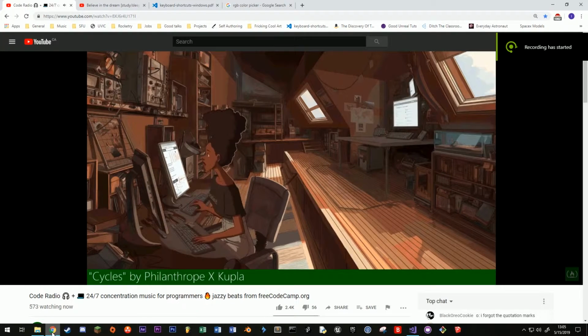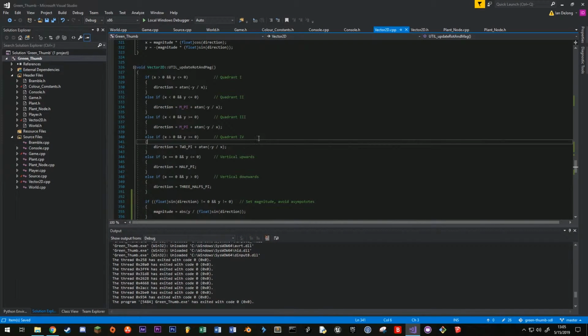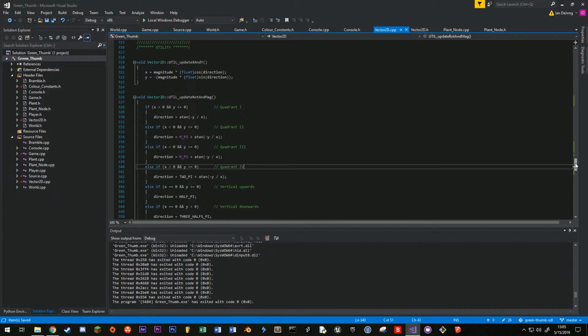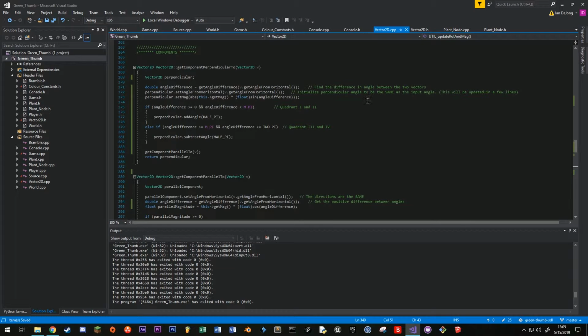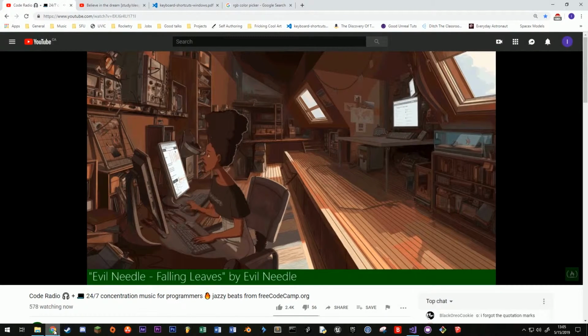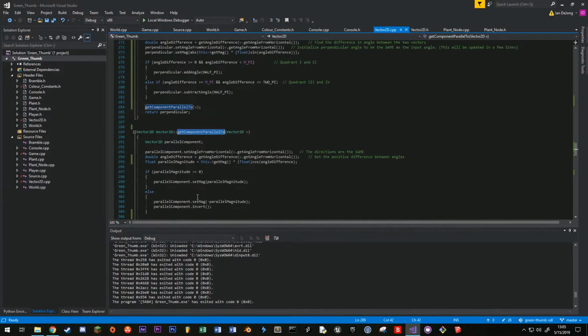Alright, so all of the functions of vectors that I think I'm going to need for the physics that I'm going to do are working. The most difficult ones were these: get component perpendicular to and parallel to. And I don't know if these are done the way that people would normally do these.